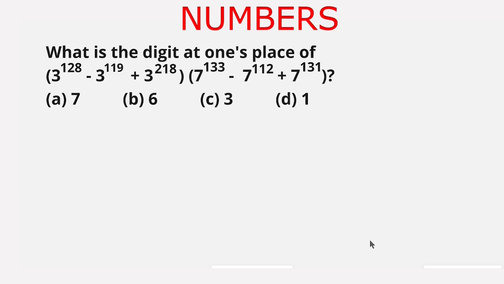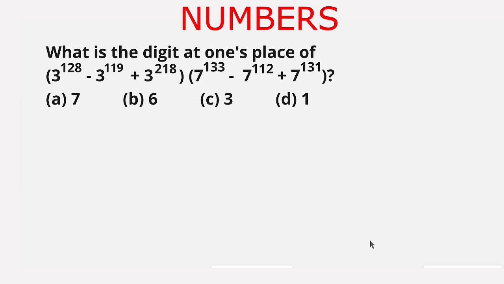We know that both 3 and 7, if they are in the ones place or unit digit, repeat themselves after every fourth power. So we will consider only the fourth power and find the remainder of the power after dividing it by 4.